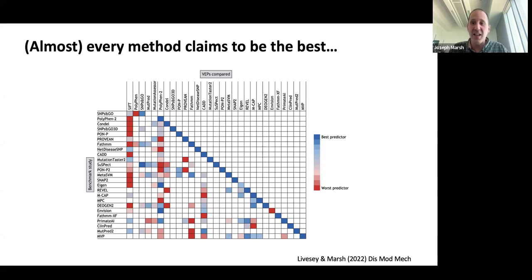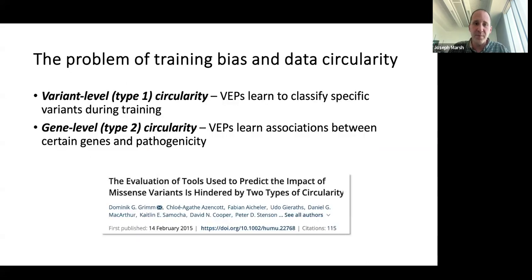What we really need is approaches for independently evaluating these predictors' performance. And I don't think this is unique to variant effect prediction. This is across computational tools in general, where there's a tendency for people to over-report the performance of their methods. But in variant effect prediction, where there really is a lot of interest in using this information for improving genetic diagnosis, I think it's really important that this is done in a fair manner.